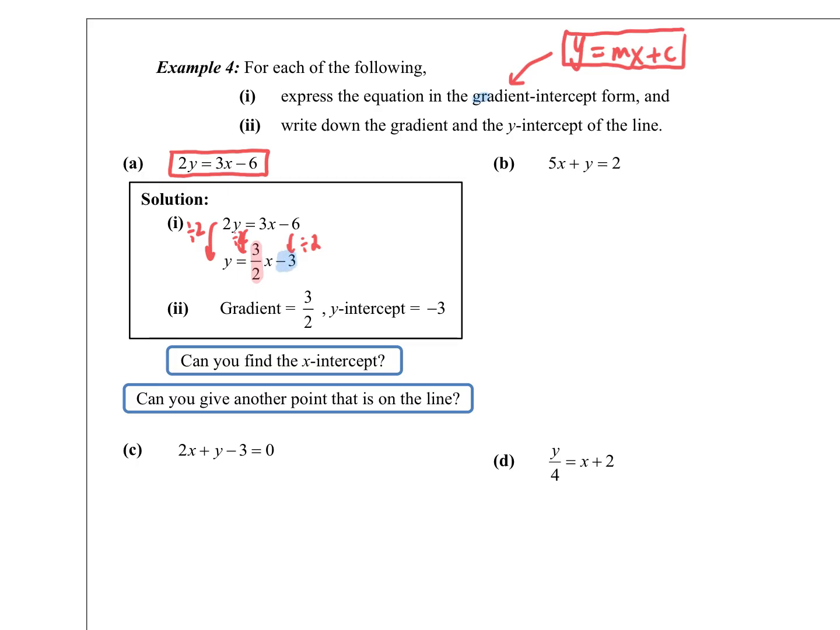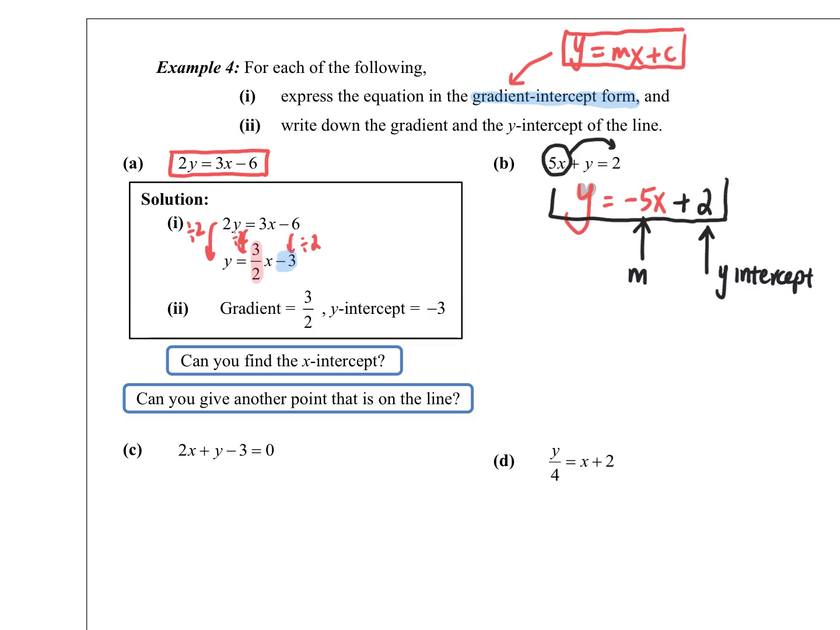So the only thing that is slightly different here is they ask you for gradient intercept form. You must know what they are talking about. So same thing here. I want gradient intercept form. It must always be y equals to mx plus c. So I'm going to shift my 5x to the other side, becoming minus 5x. And then my 2 remains there. So this is my gradient and this is my y-intercept.